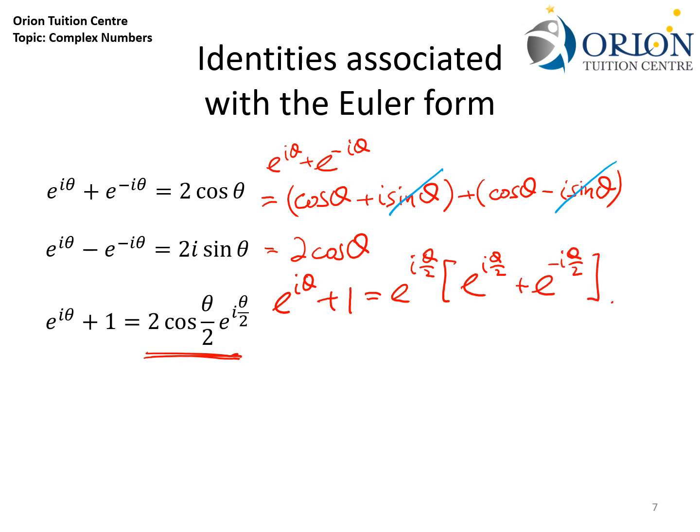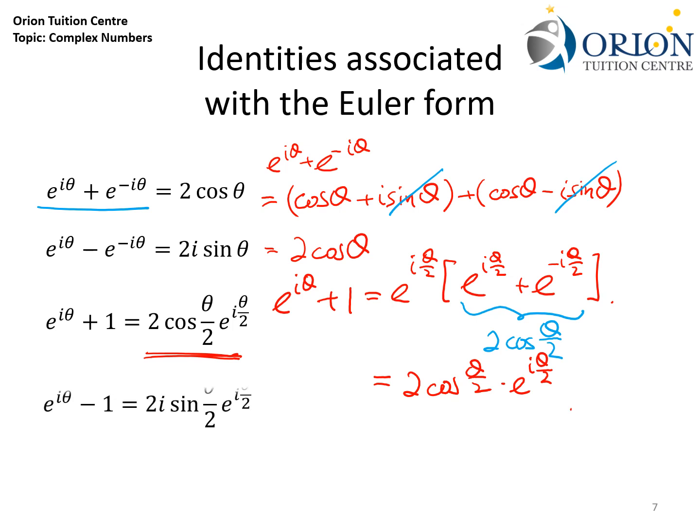And thereafter, we see that this term is the same as our first identity. Therefore, we can change this into 2 cosine theta over 2, and this expression finally becomes 2 cosine theta over 2 multiplied by e^(i theta/2). Using a similar approach, we can also show that e to the power of i theta minus 1 is equal to 2i sine theta over 2 multiplied by e to the power of i theta over 2.